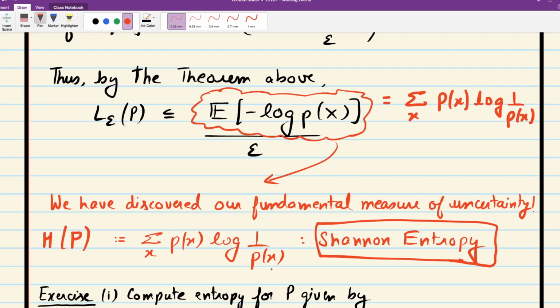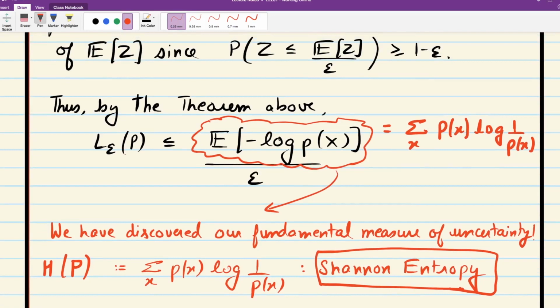So H(P) is the summation over x of p(x) log 1 by p(x). Remember, this log 1 by p(x) is the rarity of a symbol. It's sometimes also called the entropy random variable or entropy density, and its expected value is the entropy. So what we have seen is that L_epsilon(P) is less than or equal to entropy by epsilon. That's what we have seen.